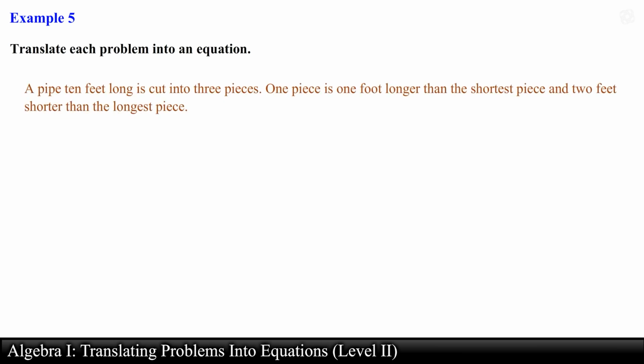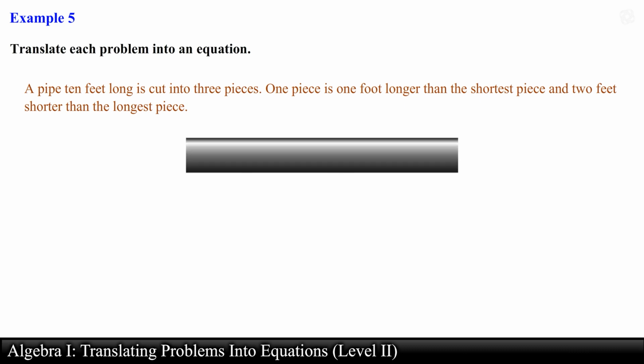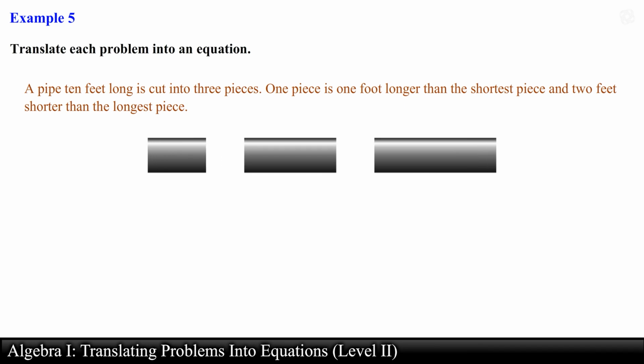A pipe 10 feet long is cut into 3 pieces. One piece is 1 foot longer than the shortest piece, and 2 feet shorter than the longest piece. Alright, this word problem is perhaps the most challenging problem in this video. Let's use everything that we learned to tackle it. Let's first make a drawing of our pipe, broken into 3 pieces.